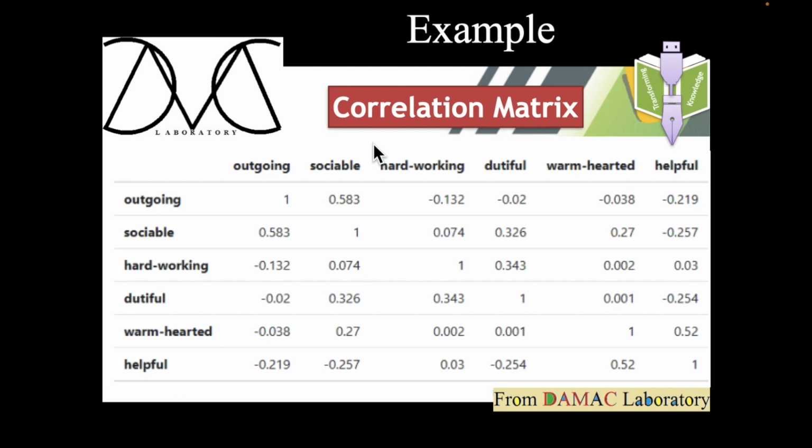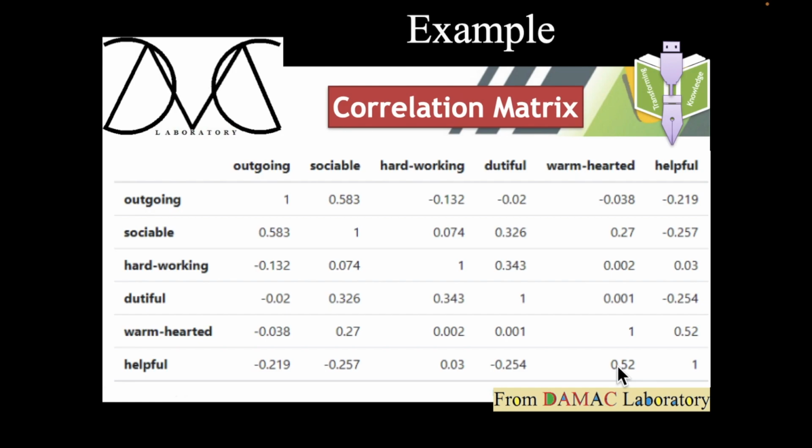I will show you how to do all these things. It will be very easy. These are very easy tasks to do from a data set, like how to calculate the correlation matrix. If you calculate this correlation matrix, you can see that scalable has a high correlation with outgoing, hardworking has a high correlation with dutiful, and warm-hearted has a high correlation with helpful. So in this way you can group them.